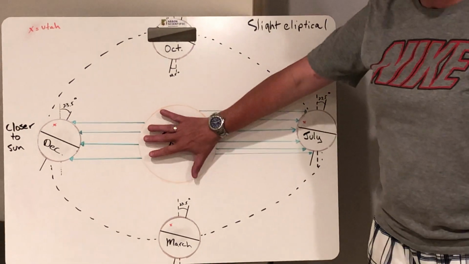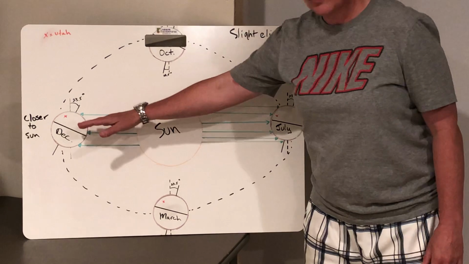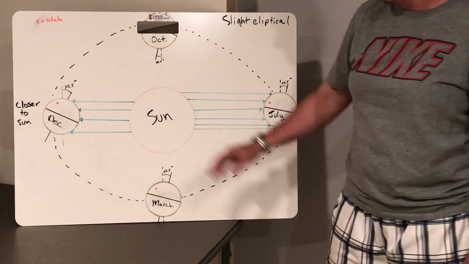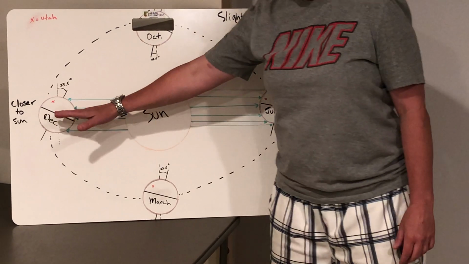Right here's our sun, that's orange. And then we have sun rays. I would have drawn them in yellow, but you can't see that very well, so I went ahead and did them in green, as it hits the Earth in a couple different places.